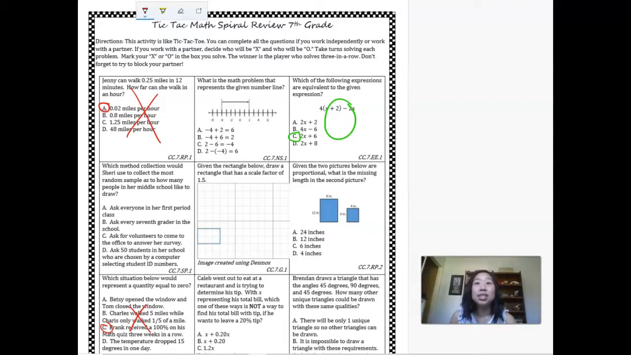And you can see here, this activity covers ratios and proportions. This question covers number systems. This question covers equations. This question covers statistics and probability. This open-ended question is geometry. Again, another ratios and proportions.